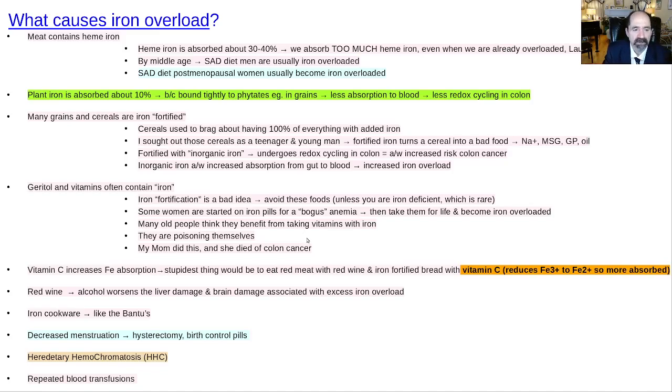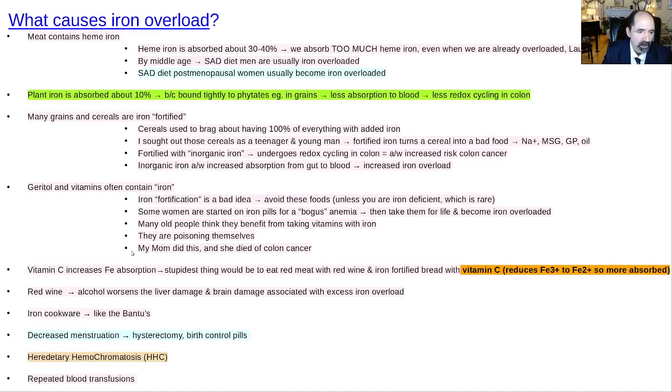The stupidest thing you could do would be to eat a big meal with red meat, tons of iron there, and it's heme iron. With red wine, also high in iron, high in alcohol, a liver toxin. And then with fortified bread with all this inorganic iron, really bad for you. And then vitamin C, even though vitamin C has a lot of good things about it, in the context of high iron amounts, it reduces the iron from Fe3+ to Fe2+, and that is more absorbed in higher amounts, so it makes it worse.